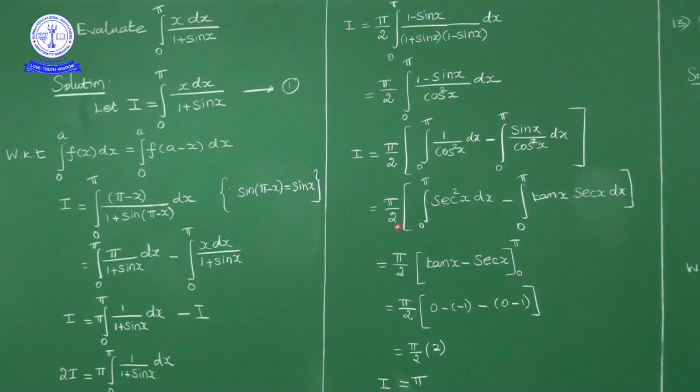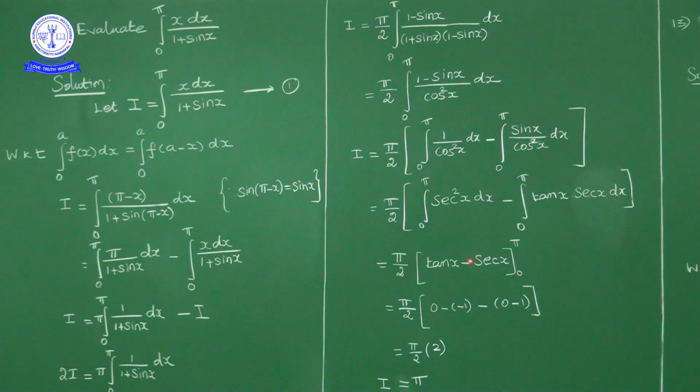So what we have, I is equal to pi by 2 into integral 0 to pi secant square x dx minus integral 0 to pi tan x into secant x dx. So pi by 2 into integral secant square x is what? Tan x minus integral 0 to pi tan x secant x. Secant x into tan x integration is what? Secant x, lower limit 0, upper limit pi.